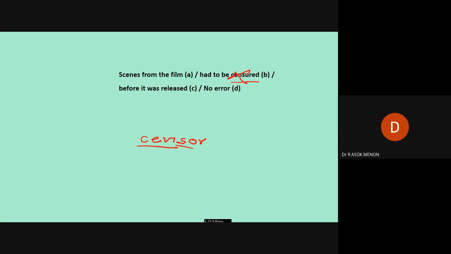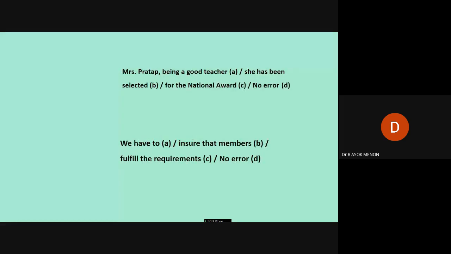Okay, scenes from the film had to be censored, means cut off. Now, Mrs. Pratap, being a good teacher, she has been selected for the national award.